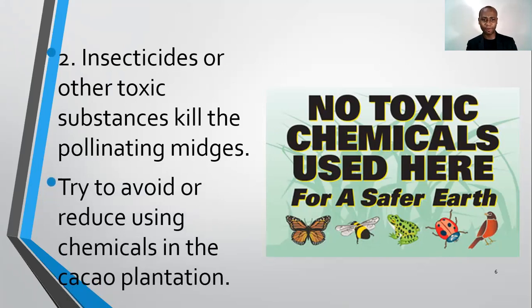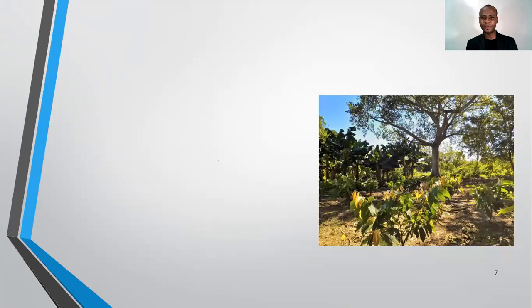So try to avoid or reduce using chemicals in a cacao plantation. Like I said, use them sparingly, only when it's really needed. If pests are not really a big problem on the farm, it's not advisable, because of the pollinators.